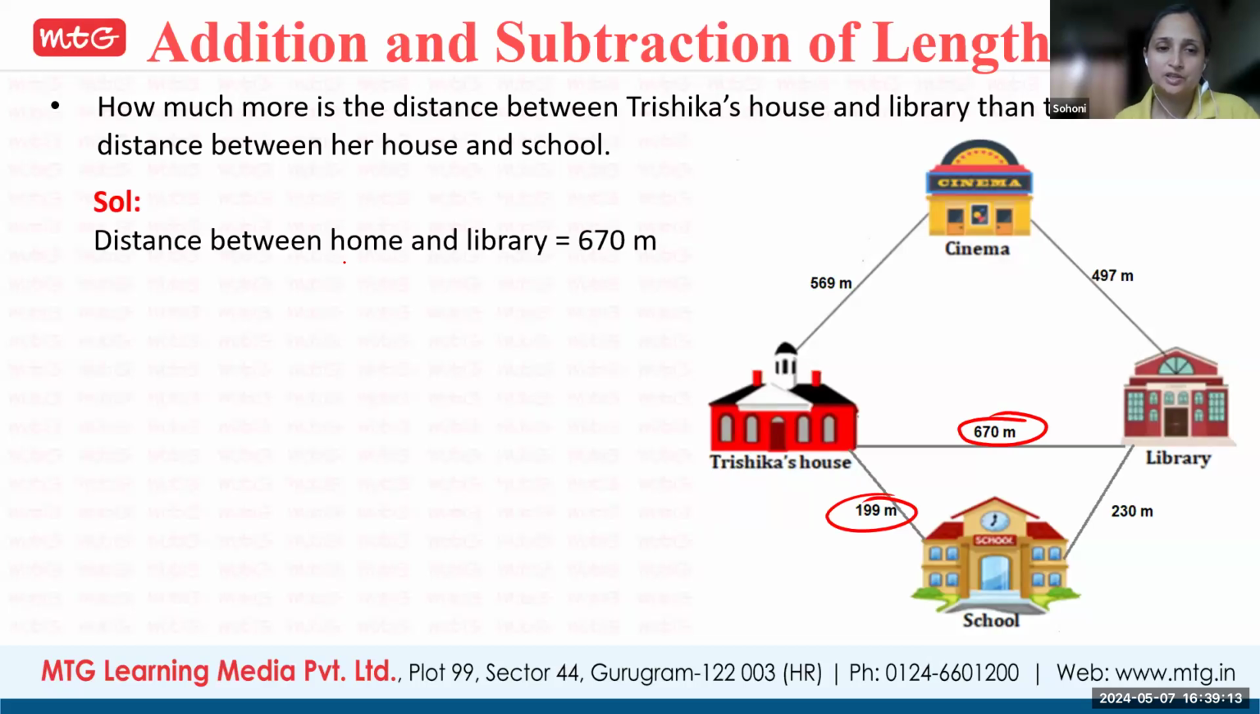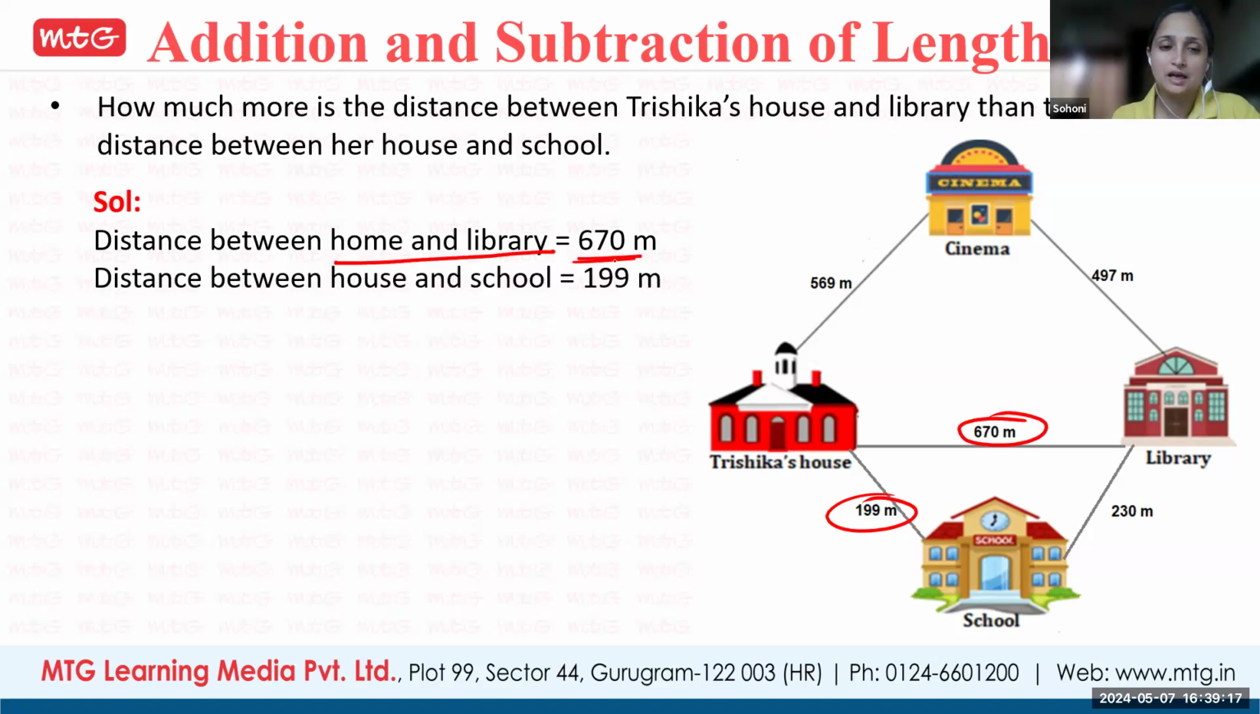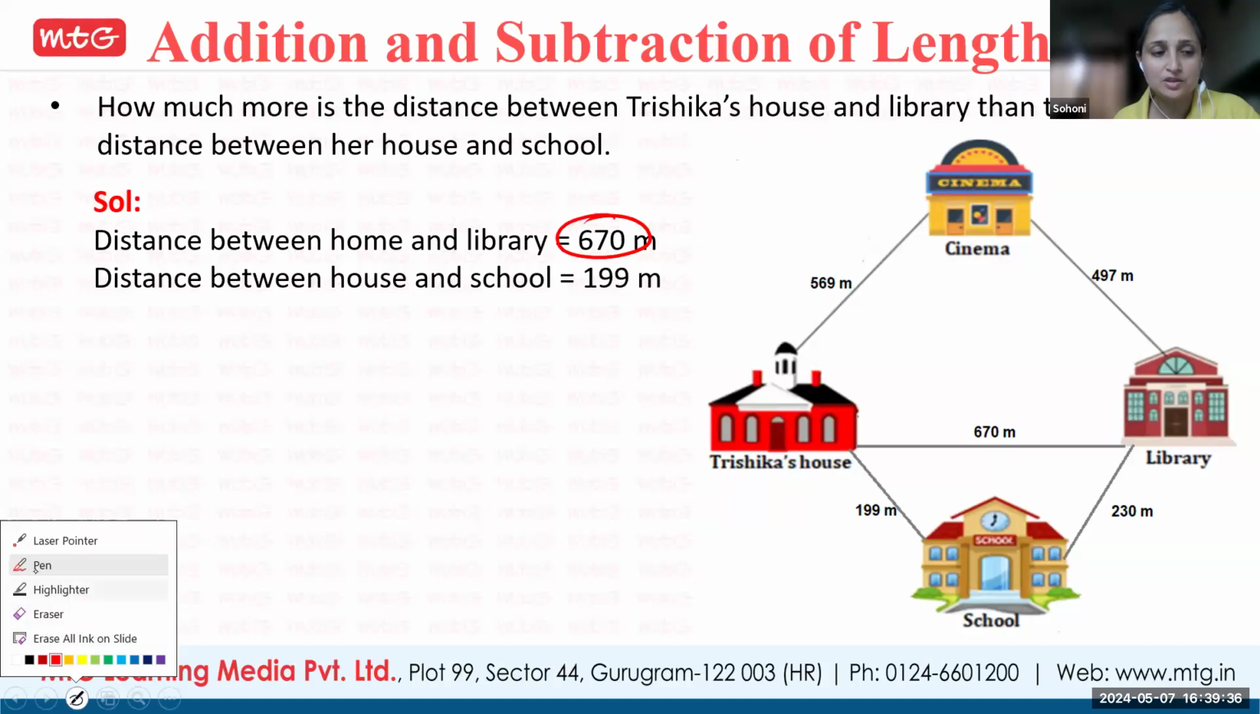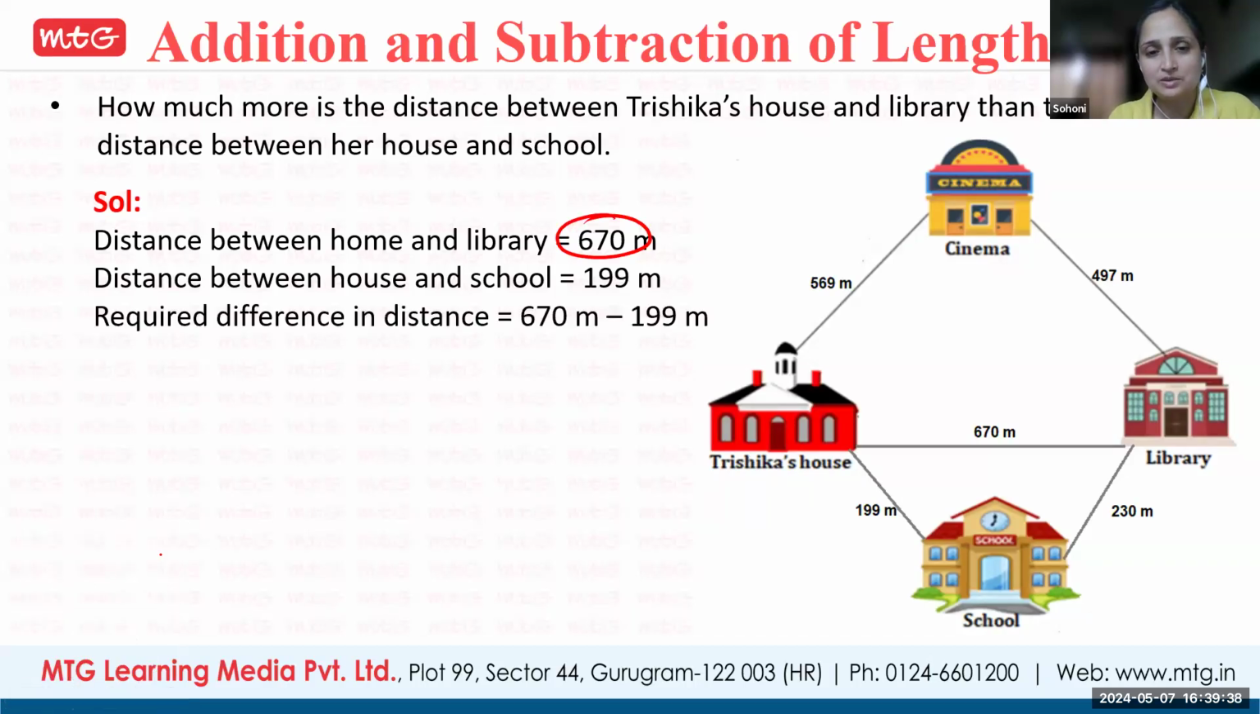So the distance between home and library is 670 meters. And the distance between house and school is 199 meters. So we can see that 670 is more than 199. So you have to find how much more. It's more. We can see that. It's a bigger number. So it's more. But we have to find how much more. So we will find by subtraction.